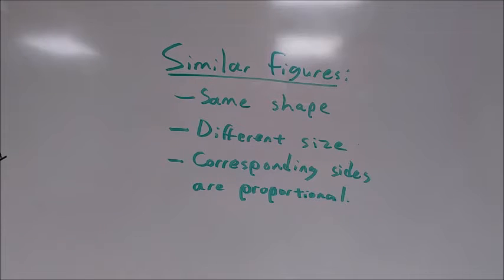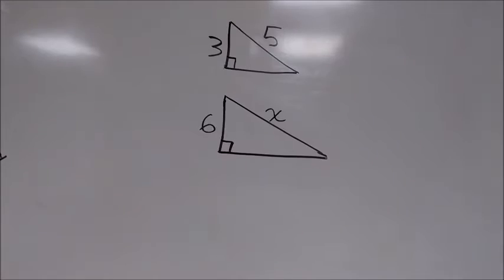So in case you needed a reminder, similar figures have the same shape, but they are a different size, and corresponding sides of these shapes are proportional to each other. Take a look at these two triangles, for example. The top one is smaller, the bottom one is larger, but they are similar, so they are the same shape, and thus their sides are proportional.